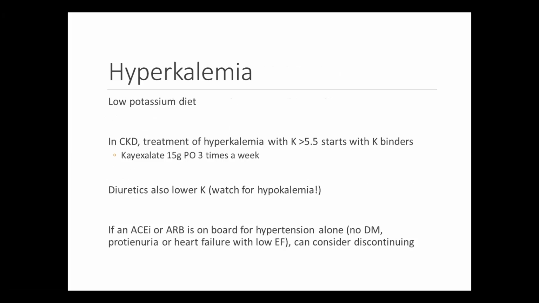So now I'll move on to talking a bit about the complications of CKD. Hyperkalemia can happen with advanced chronic kidney disease, and we treat this with a low potassium diet. And if the potassium stays above 5.5, we add a low dose of a binder a few times a week. Diuretics can also help lower potassium. And in advanced stages of CKD, if ACEs or ARBs are still on board for hypertension alone, like no diabetes, proteinuria, heart failure, etc., you can consider discontinuing them if having trouble with hyperkalemia.